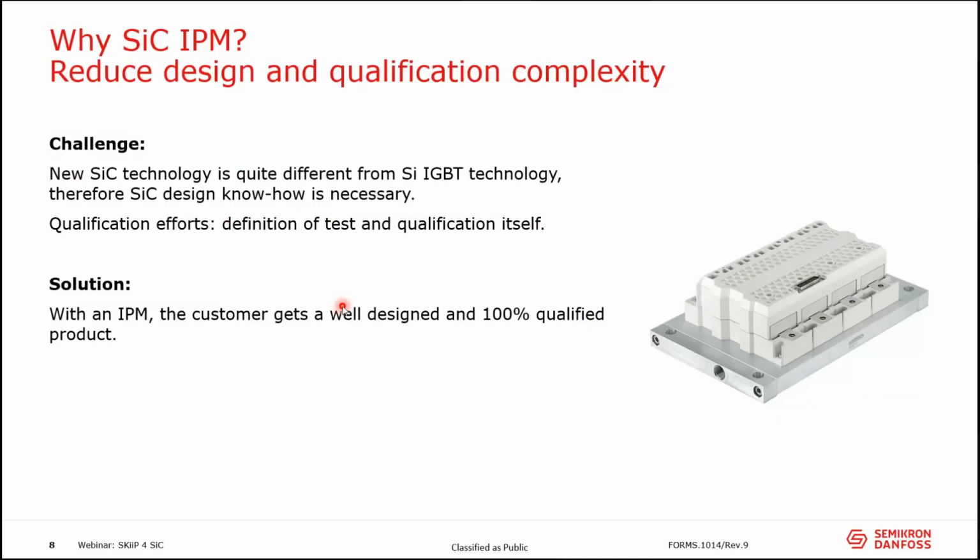So the silicon carbide technology is still quite a new technology for a lot of applications. Of course, the benefits can be seen, but there are still some challenges in the implementation of this technology. One of them is that silicon carbide technology has a lot of differences in comparison to the well-known IGBT technology, and some experience is needed to design products that are based on silicon carbide MOSFETs.